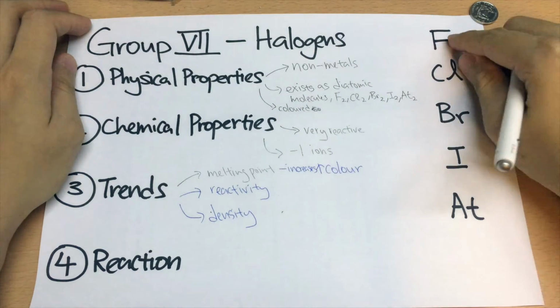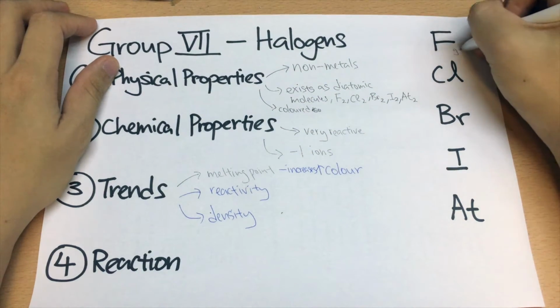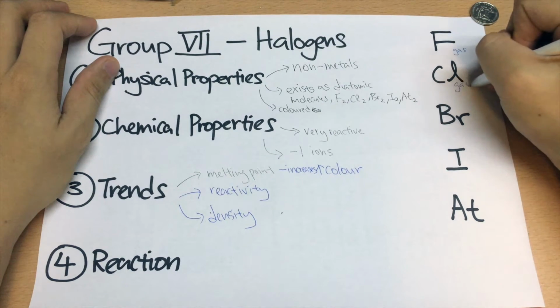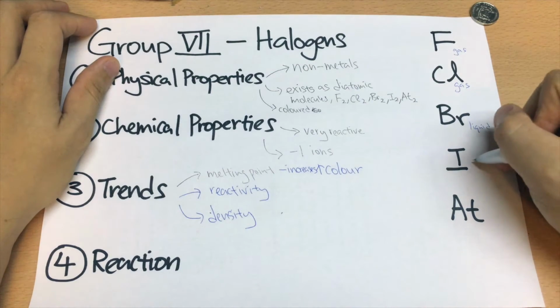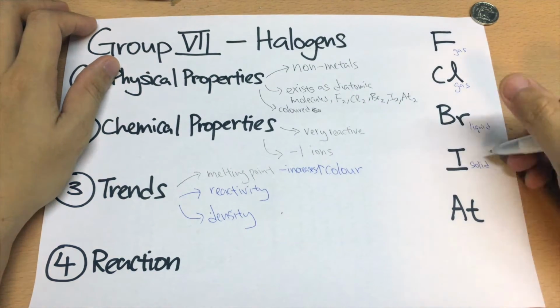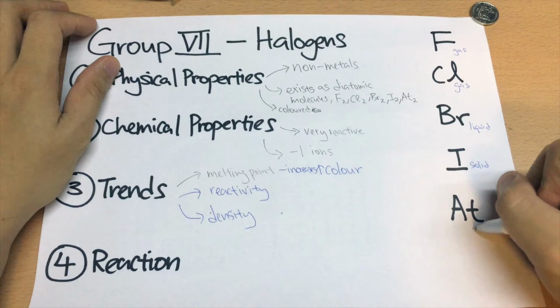That means fluorine is a gas, chlorine is a gas, bromine is a liquid, iodine is a solid, so therefore we will expect that astatine will be a solid as well.